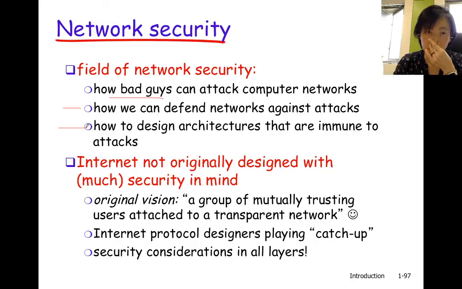First, let's talk about why we need to worry about computer network security. It's because the internet was actually designed by professors like me. So we are actually the naivest people in the world, and sometimes also the least skilled people in the world.